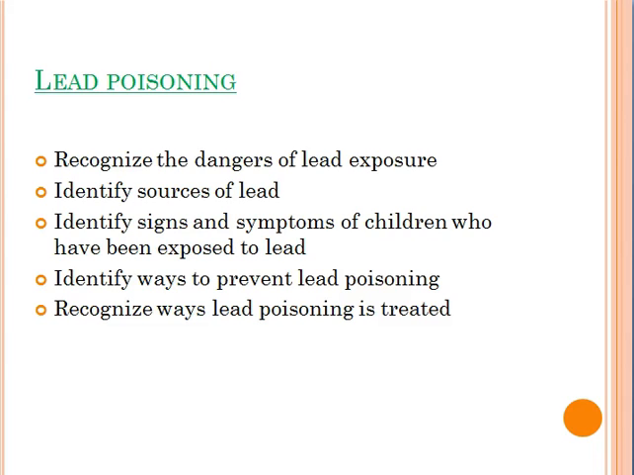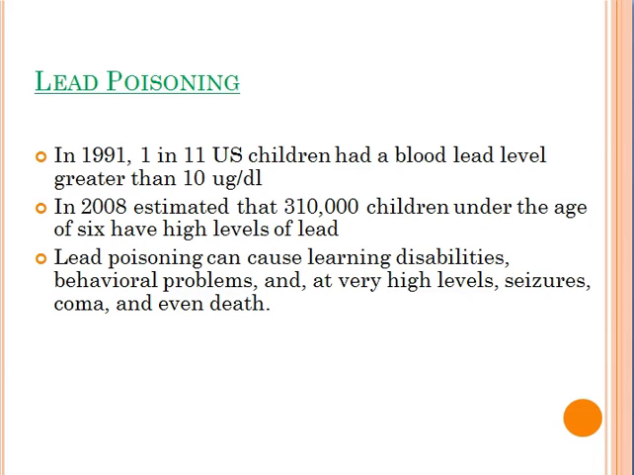But one of the things we want to be able to do is to identify those kids that are at highest risk for lead poisoning and talk briefly about what we do in terms of treatment. So if we look historically, we saw in 1991 about 1 out of 11 kids with elevated blood lead levels of greater than 10. And then really what the biggest concern is the long-term effects.